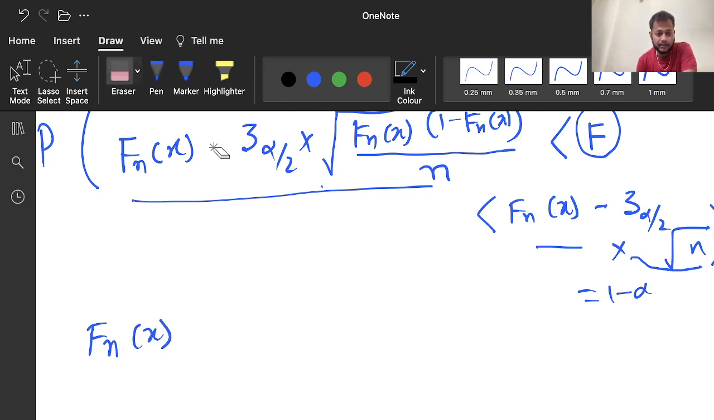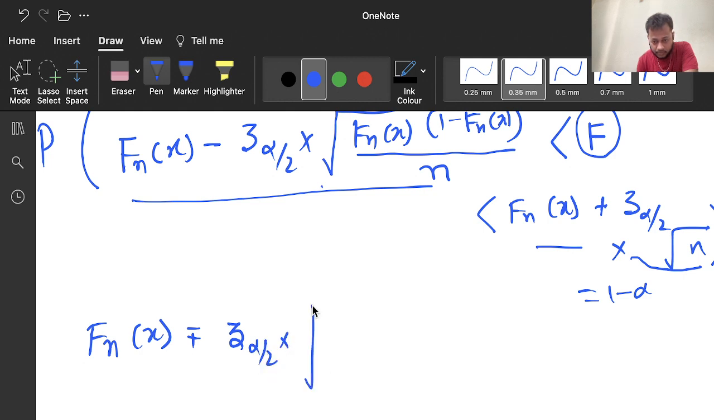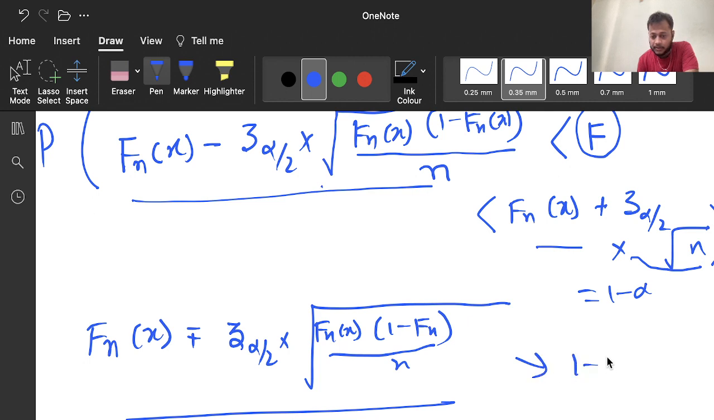So the confidence interval for F(x) is, I think I wrote it wrongly, this is less and this will be positive, fn(x) plus minus z alpha by 2 into root over of fn(x) (1 minus fn(x)) by n. So that is our 1 minus alpha percentage confidence interval. So that's all.